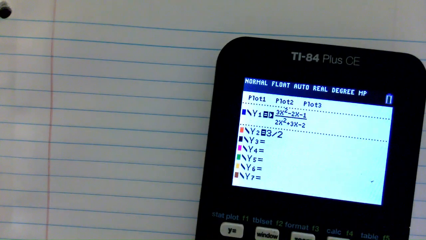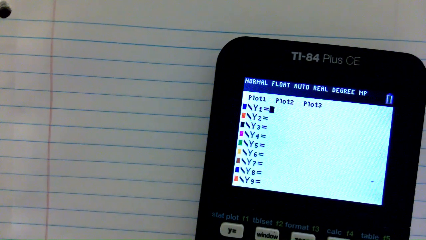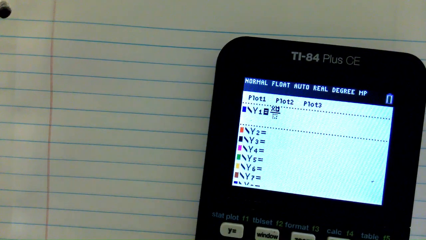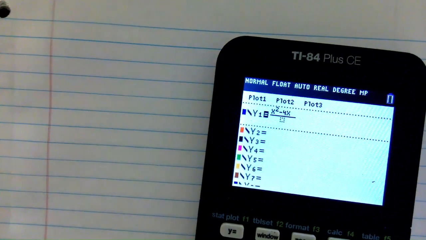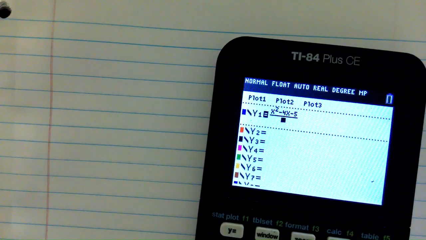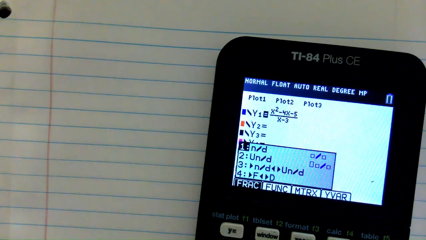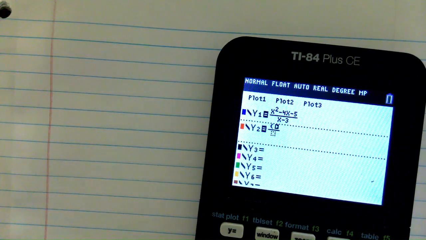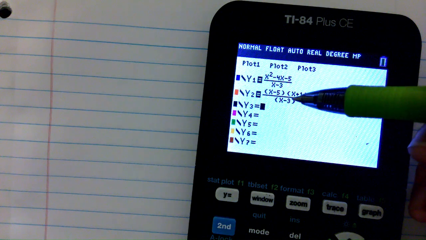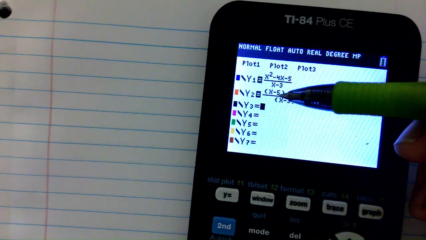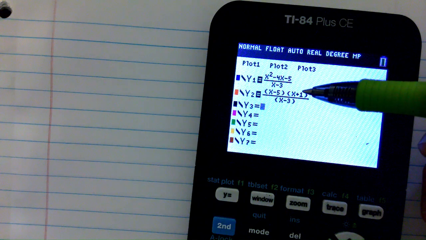Okay, so let's clear that out. And we're going to take x squared minus 4x minus 5 over x minus 3. Now just a reminder, the numerator factors to x minus 5, x plus 1, and the denominator doesn't factor. So from what we just learned, we should see a vertical asymptote at 3, an x-intercept of 5, and an x-intercept of negative 1.